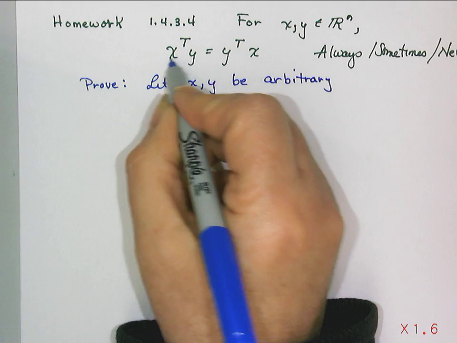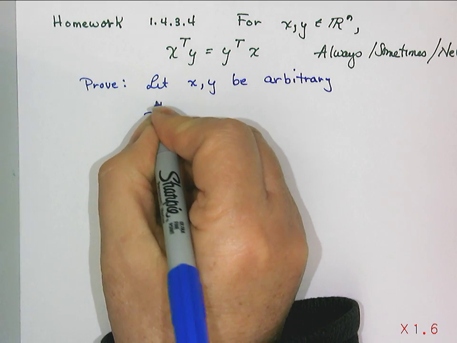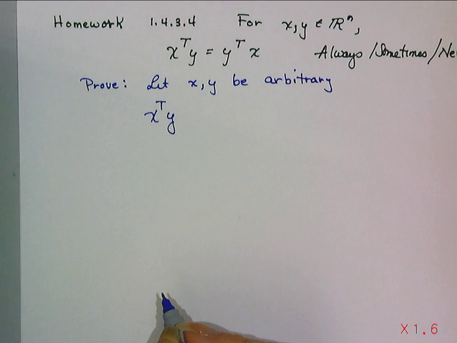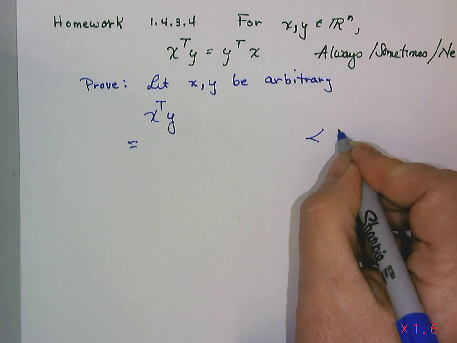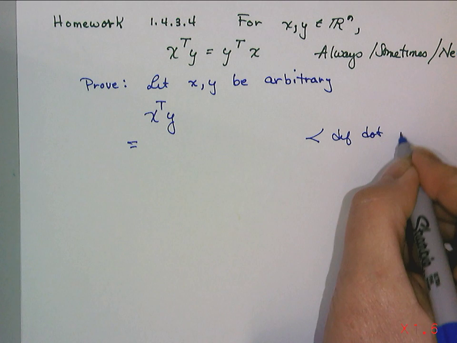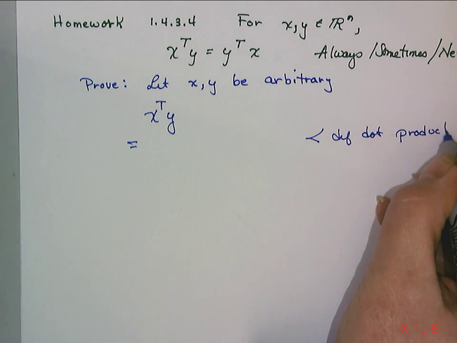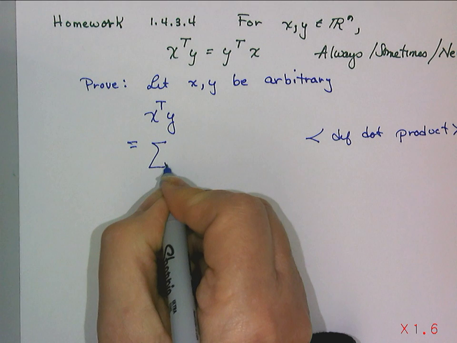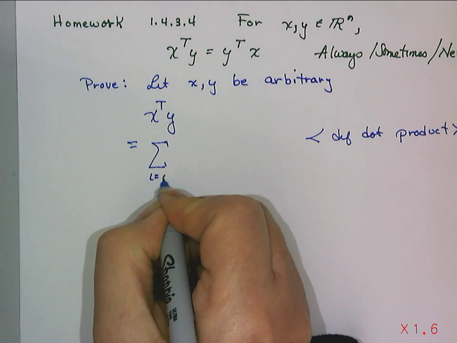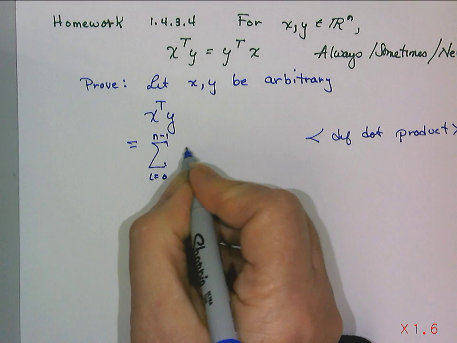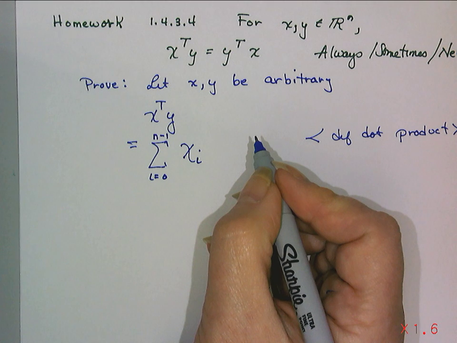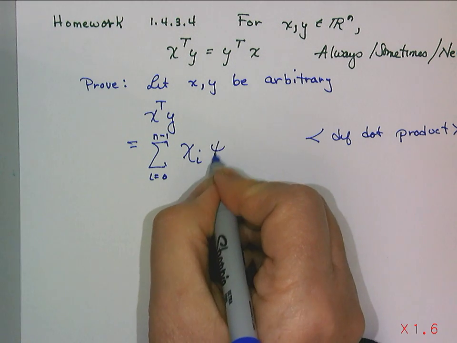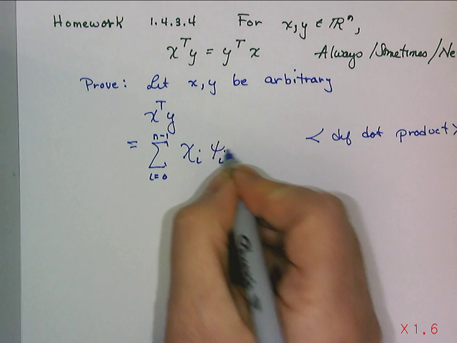And I'm going to start with the left-hand side. If you want, you could start with the right-hand side. Doesn't matter. And show it's equal to the right-hand side, in my case. x transpose y, we already mentioned by definition of dot product, is found by adding components from 0 to n minus 1 of the components in x, I'll call them chi i's, times the corresponding components in y, I call them psi i's.